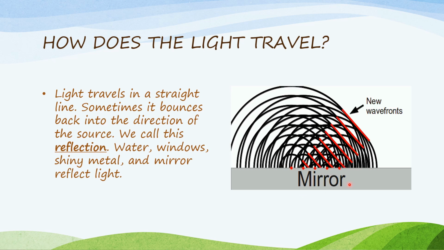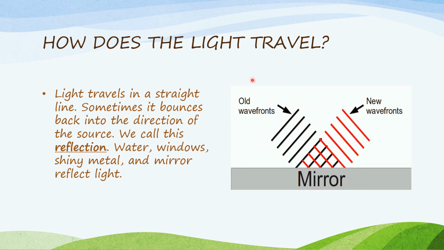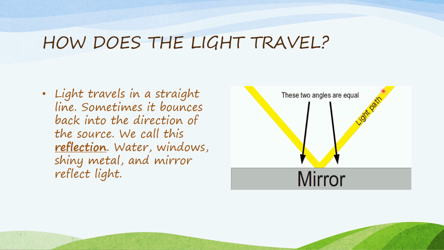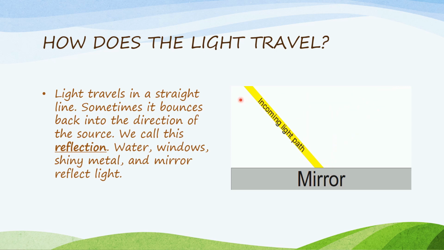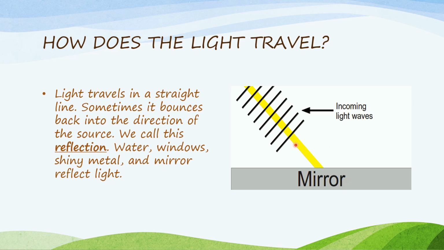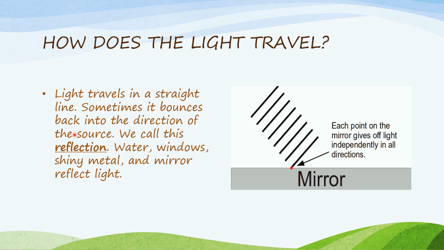So, this is the mirror. Kanina, nag-travel na yung light. Then, it will reflect lang po sa kabila. So, hindi po tinatanggap ng mirror yung reflection ng light. Dumidiretso po siya sa labas, and that is called as reflection. Okay?